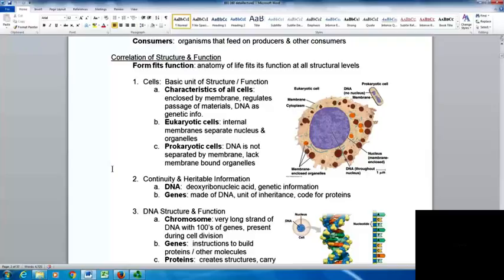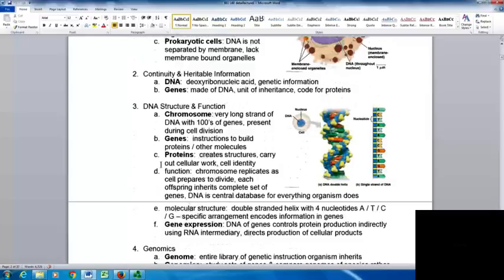The cells fall into two main categories, your prokaryotic cells and eukaryotic cells. Eukaryotic cells are this example here that's a little bit larger. So your prokaryotic cells are going to be this example here that's a little smaller. The eukaryotic cells have internal membranes that are going to separate the nucleus and the organelles. In the prokaryotic cells, the DNA is not separated by a membrane. It has a particular region that it hangs out in, but it also does not have any membrane-bound organelles.